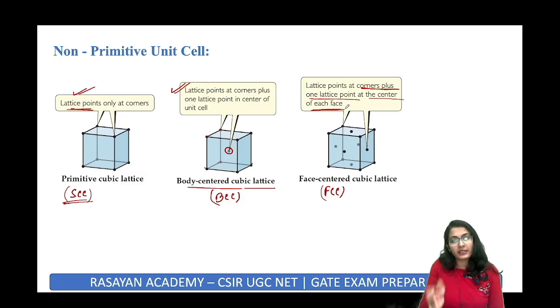हर face पे एक एक और. So this is our right hand side face. This is our front face, top face, left hand side face, bottom face, and this is the back face. So there are 6 faces, 6 more atoms present on the face. That is the face centered cubic lattice. I have one more to discuss.